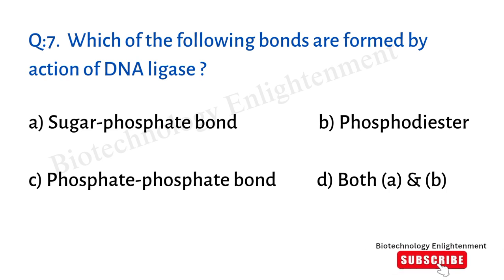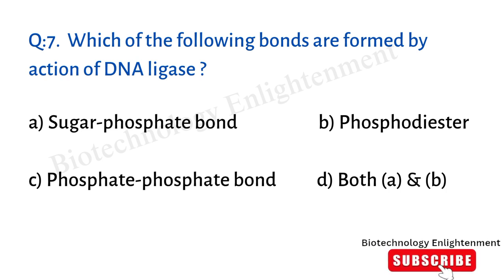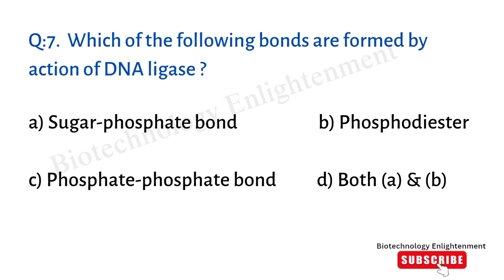Question number 7. Which of the following bonds are formed by the action of DNA ligase? Option A, sugar phosphate bond, option B, phosphodiester bond, option C, phosphate phosphate bond, option D, both A and B. The correct answer for this question is option D, both A and B, because the sugar phosphate bond is also called the phosphodiester bond, as it is formed between the sugar and phosphate group in the nucleotide. DNA ligase is used to catalyze the formation of the phosphodiester bond between the 5' phosphate group of one strand and the 3' hydroxyl group of another DNA strand. So DNA ligase forms the phosphodiester bond, or as we call it, the sugar phosphate bond. So the correct answer is option D.